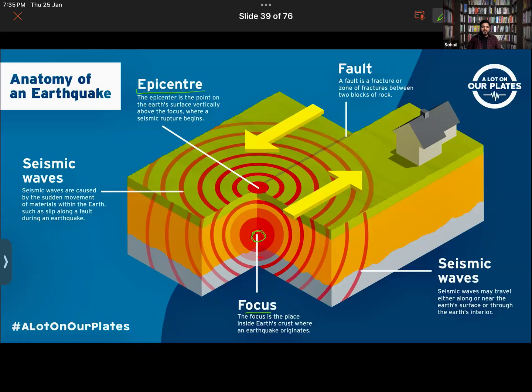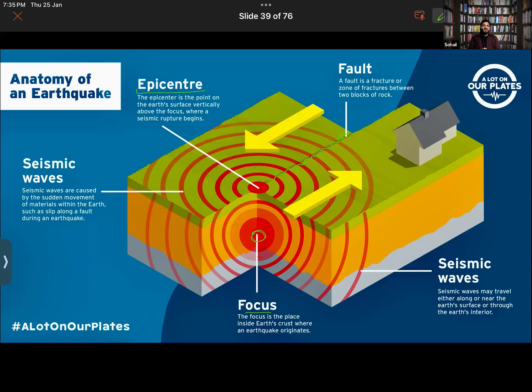Center, right? Yes, sir. It will be vertically above this, right? And a fault is basically the fracture that develops. It is the fracture or zone of fractures between the two plates. दो plates के बीच में fracture develop हो रहा है, right now. Okay.